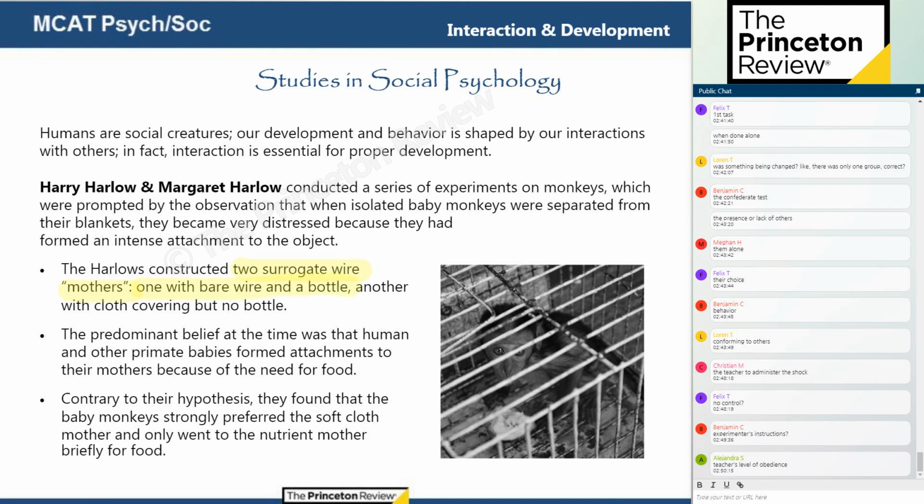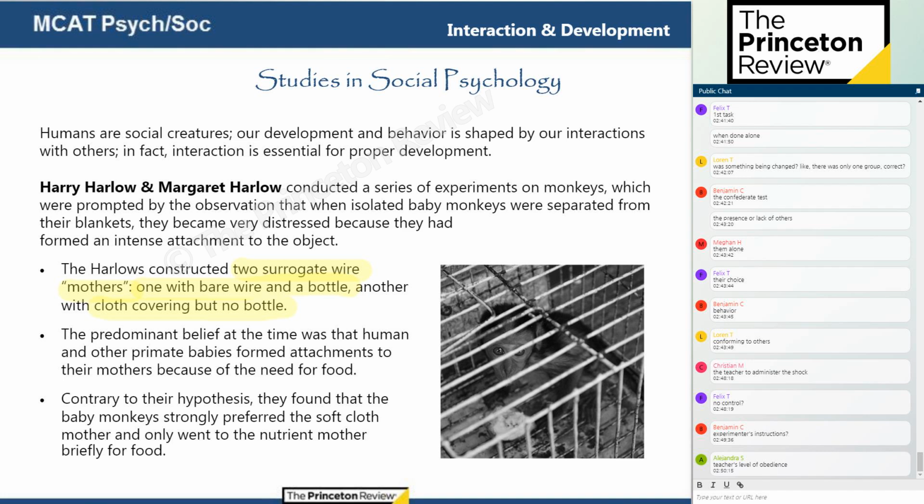The surrogate mama was just made of bare wire with a bottle, and the other had cloth covering it, but no bottle. And at the time, the hypothesis was that the babies would go to the bare wire mama with the bottle, and would form attachment with that mom. And they found that that wasn't the truth.